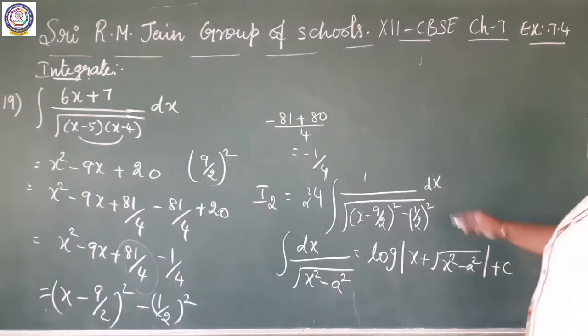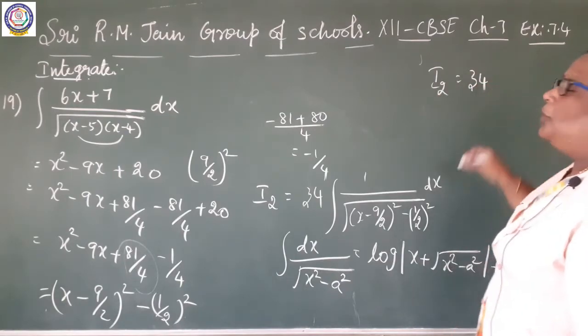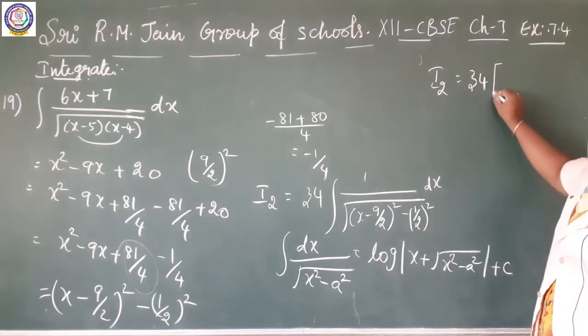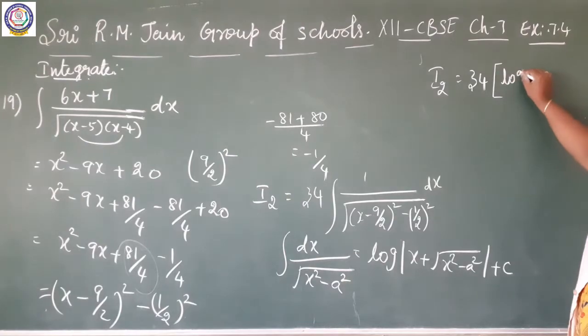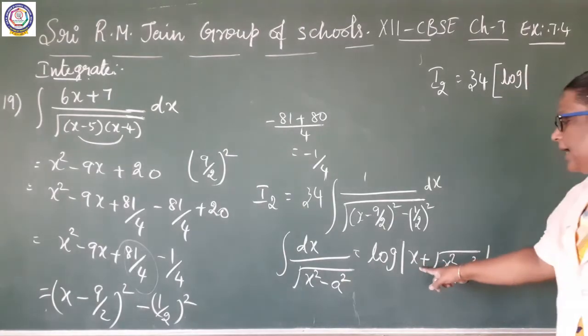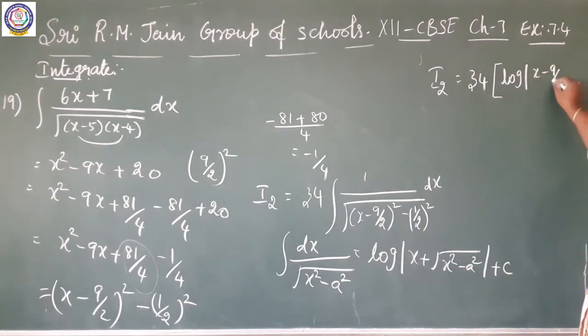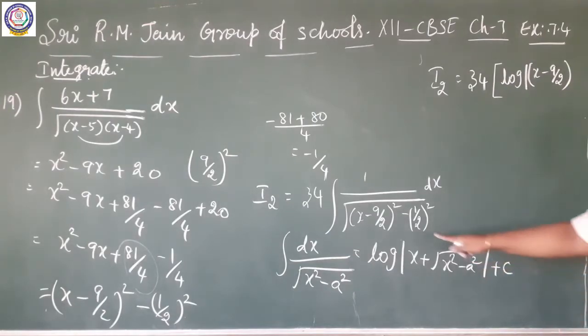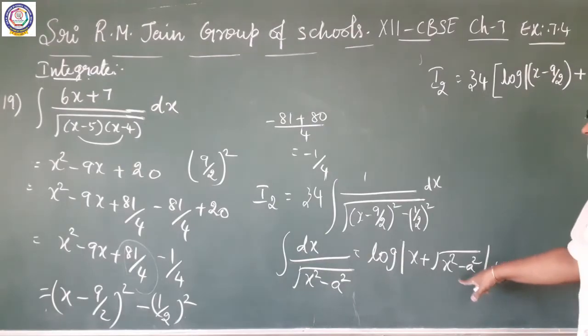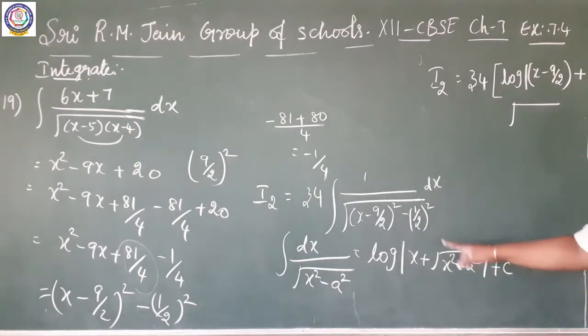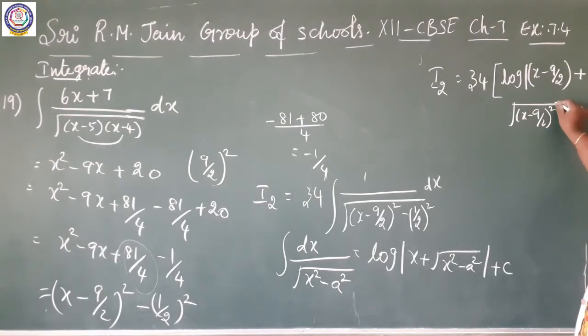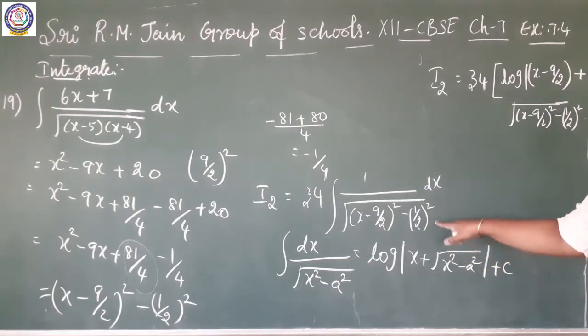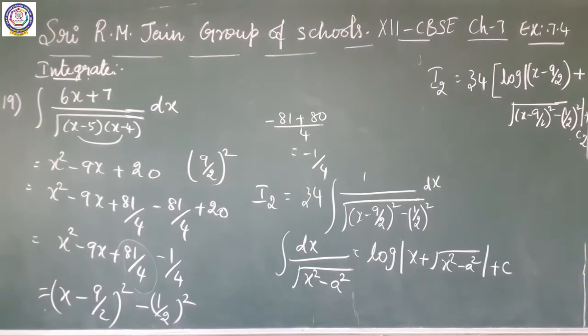Now you apply the formula in I2. I2 equal to 34 into log of modulus of, what is the x value? x minus 9 by 2, this is the x value, plus root of x minus 9 by 2 the whole square minus 1 by 2 the whole square, or you can write it as x square minus 9x plus 20, modulus, plus c. You can write it as plus c2.